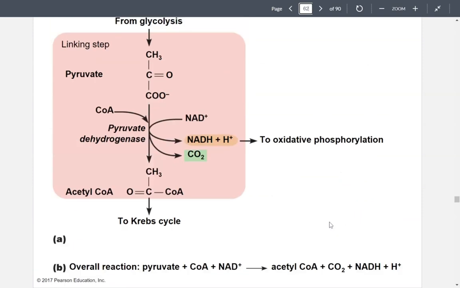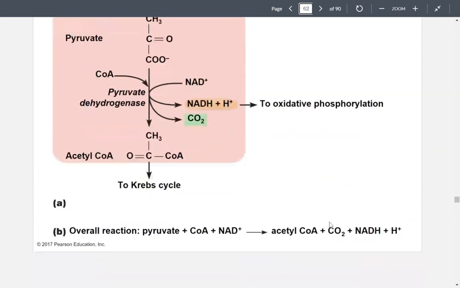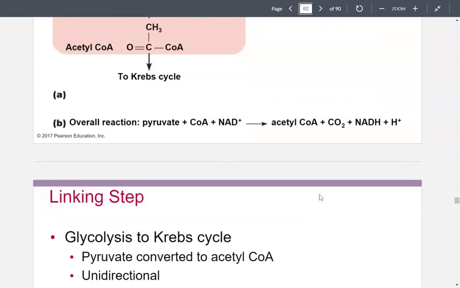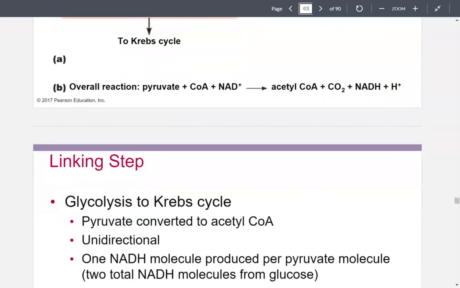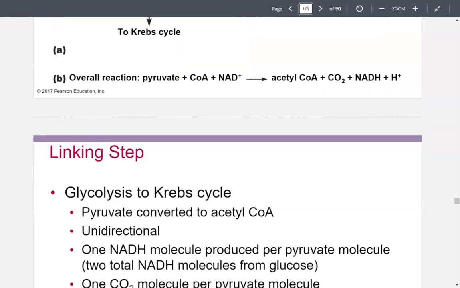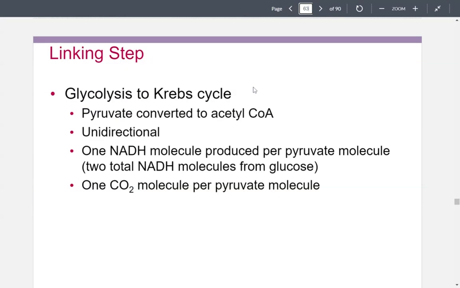Again, we are not going to require oxygen. However, we are going to give off carbon dioxide, as well as a NADH and a hydrogen ion. So the NADH that was consumed in the glycolysis step, we get back. This is a unidirectional step, meaning it is a one-way valve.